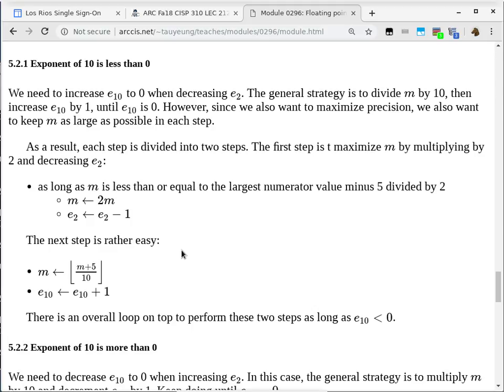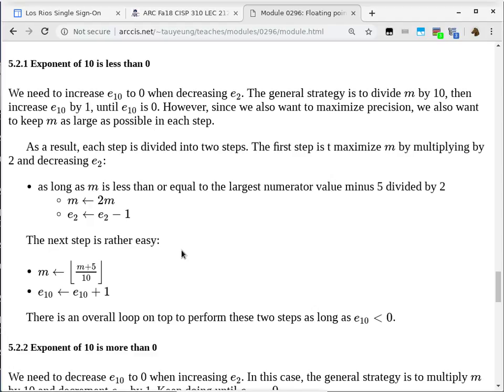So the general strategy is to divide the mantissa m by 10. That doesn't seem to make sense. Let me think about it. Yes, it does make sense. I'll tell you why it makes sense. Because when you divide the mantissa by 10, then you have to increase E10 by 1 to compensate for that division in order to maintain V.